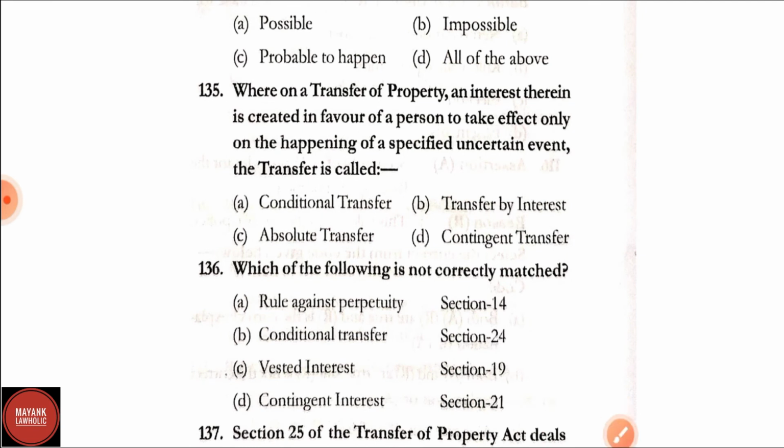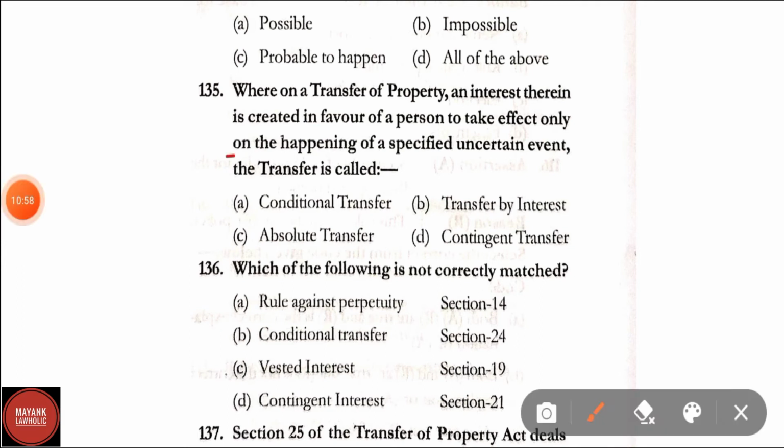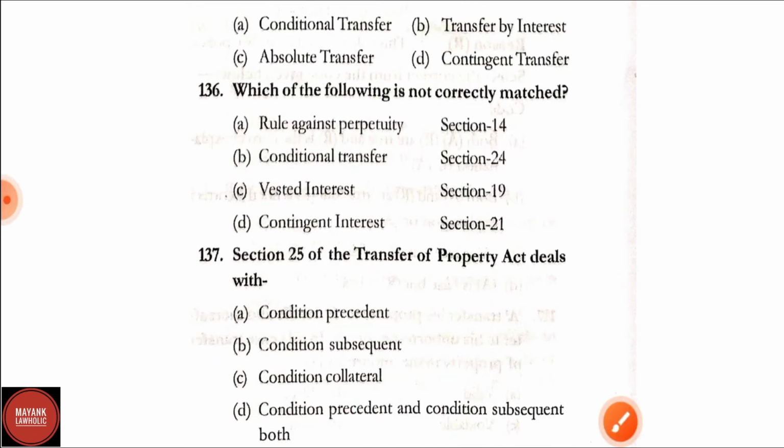Question number 135. Where on a transfer of property an interest therein is created in favor of a person to take effect only on the happening of a specified uncertain event, the transfer is called a contingent transfer. Question number 136.